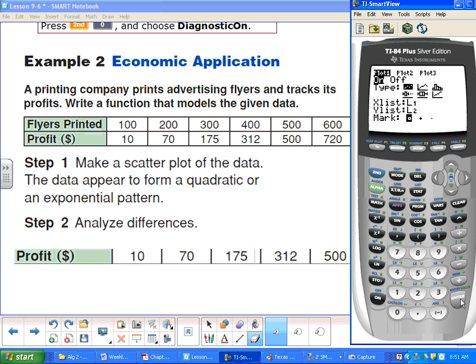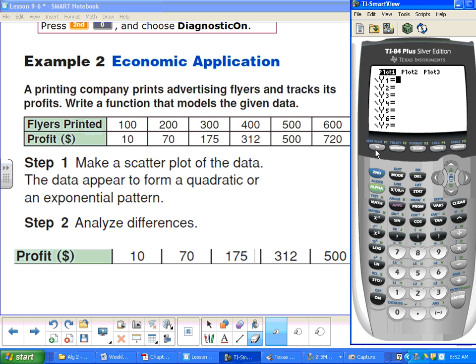The other options are scatter plot, line graph over time, like we've done on our graphs and our grades, histogram, 2 different types of box plots, and I don't remember what the last one is. But we're going to make sure your X list says list 1, your Y list says list 2, and then we're going to use little squares. Okay, so it's turned on. Since it's turned on, if you go to your Y equals, you'll see that Plot 1 is highlighted.